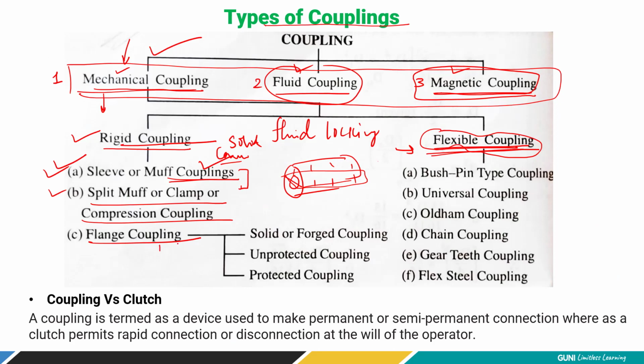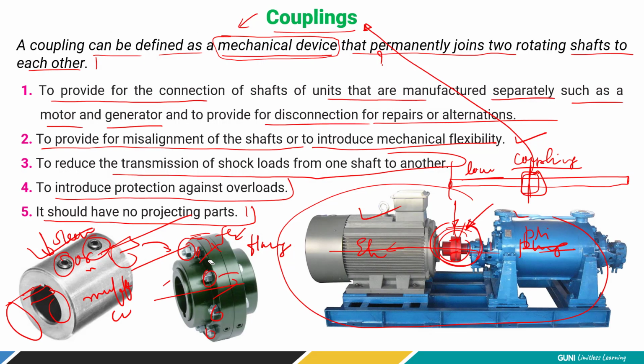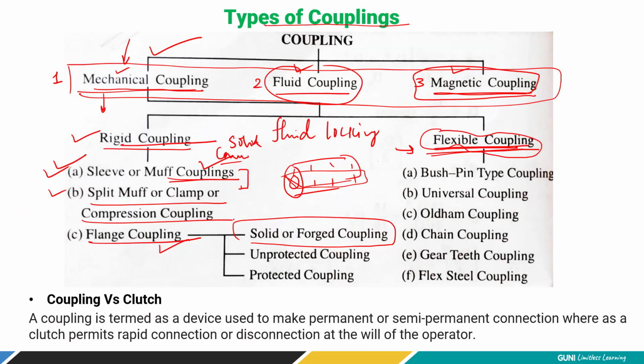Now again in flange coupling, we have solid or forged coupling. Now what we have here is just the figure. Just look at the figure. It's an example of solid coupling, right? Now here, flange coupling has three categories. One is solid, second is unprotected and third is protected.